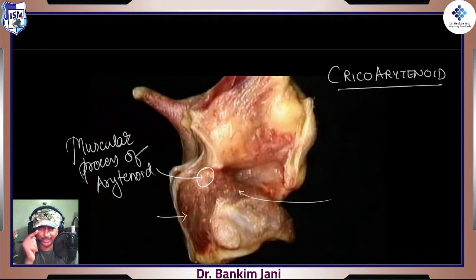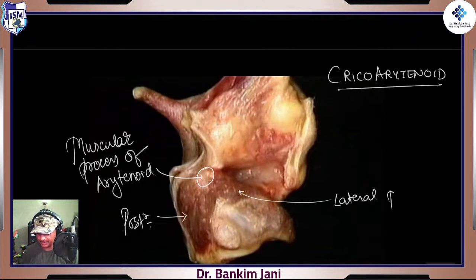Actually, the one muscle which is connected over there is a deeper muscle, and this is cricoarytenoid. Now, as we said, it has got two parts. This one is the posterior part, and this one is the lateral part. But both these parts, posterior part and lateral part, would be converging towards the muscular process.